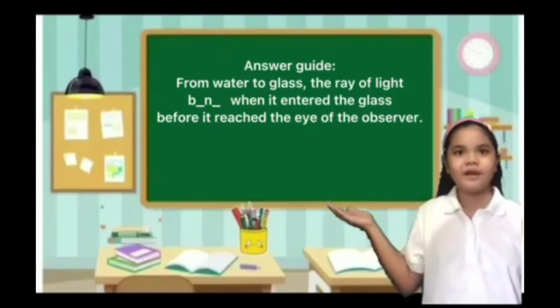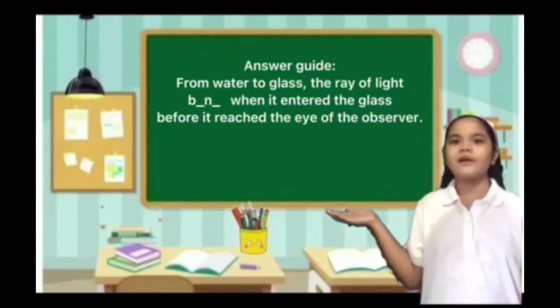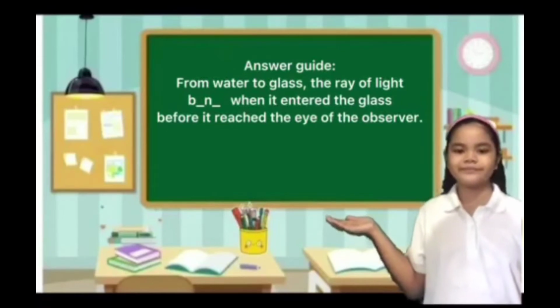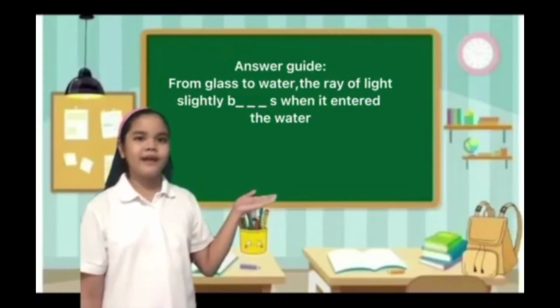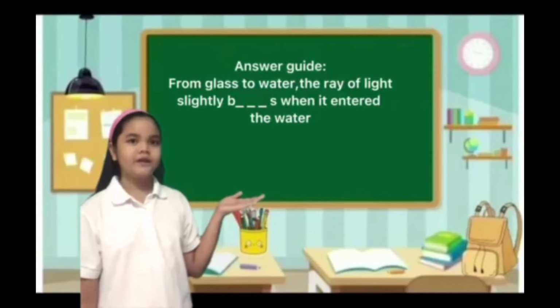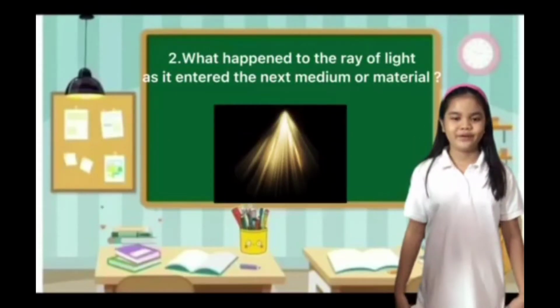Answer guide. From water to glass, the ray of light blank when it entered the glass before it reached the eye of the observer. Answer guide. From glass to water, the ray of light slightly blank when it entered the water. Number 2. What happened to the ray of light as it entered the next medium or material?